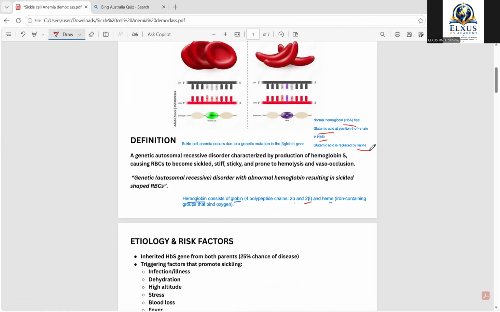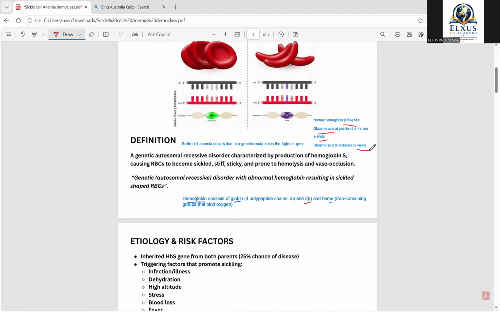How is it? The HbA will be replaced with what? HbS. So whatever the hemoglobin part, the hemoglobin has the valine in its hemoglobin chain, and it is causing the sickle shape of the RBC. Okay, so I hope you understood how the sickling of the RBC happens.